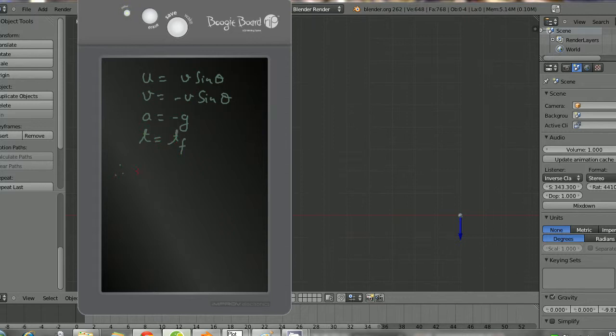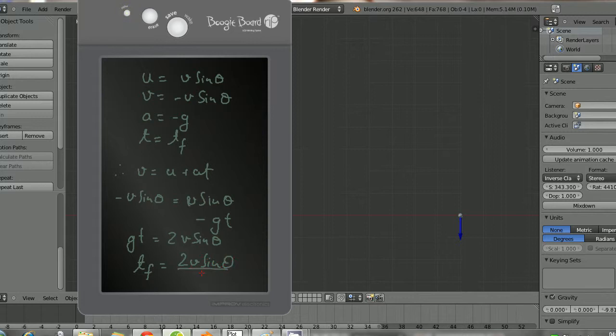Therefore we have v is equal to u plus at. Minus v sine theta is equal to v sine theta minus gt. Adding gt on both sides and adding v sine theta on both sides, we get gt is equal to 2v sine theta, and therefore the total time of flight is equal to 2v sine theta divided by g.